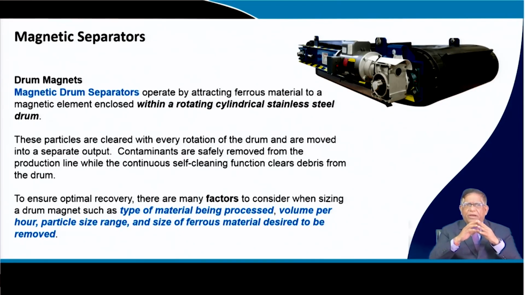Then, how do you get the optimal recovery, the best recovery? It will depend on a number of factors: the type of material being processed, that is what type of magnetic particles are there, how much volume per hour it is carrying, and the particle size. As I said, if the particle size is less, the volume may be more, and then the size of the ferrous material desired to be removed.